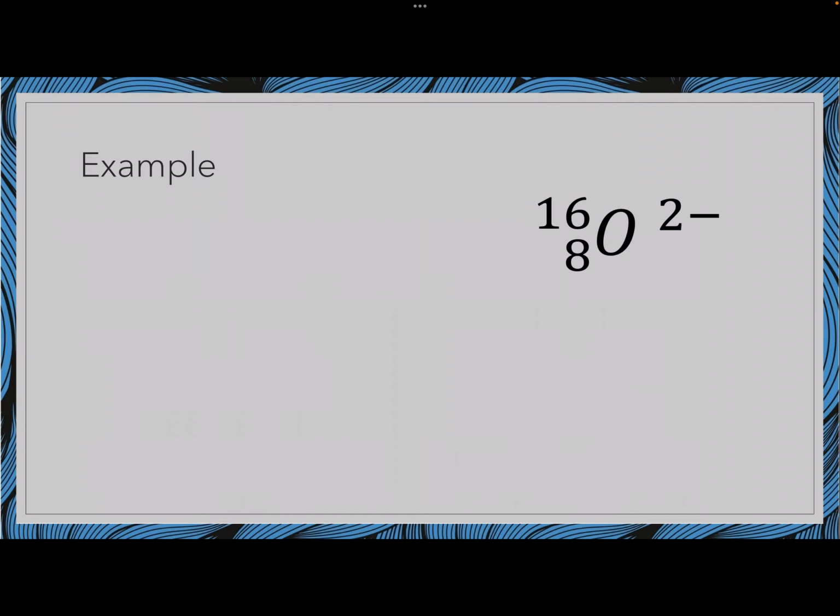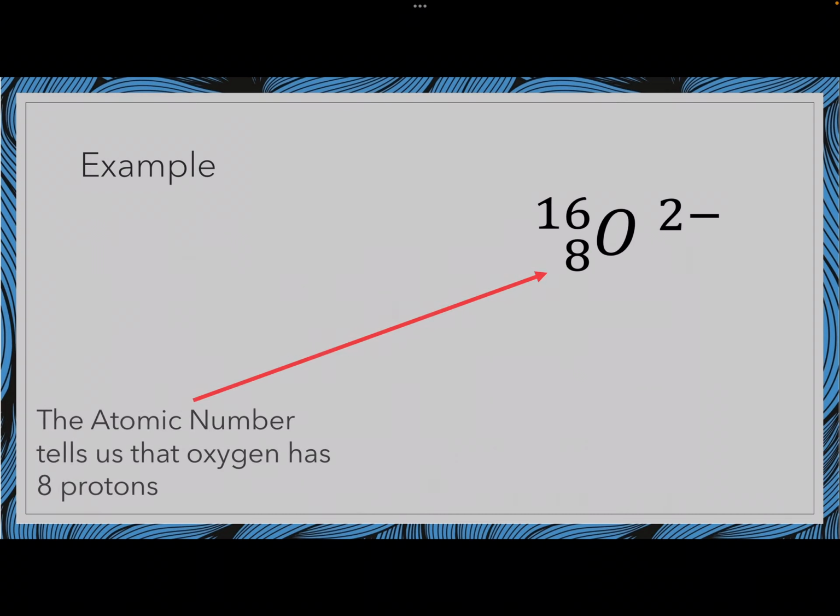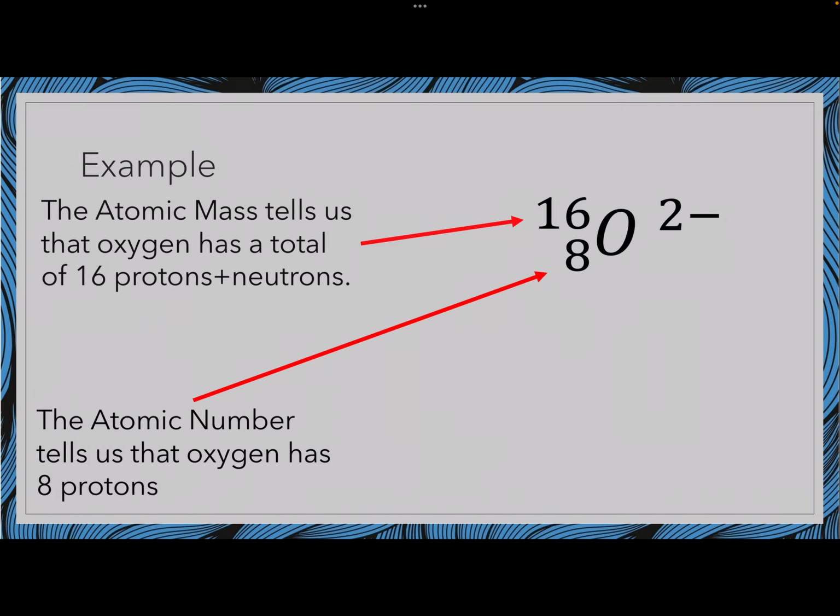So what we can do is use this information to figure out the number of protons, neutrons, and electrons within an ion. So here we've got oxygen. I've got this one already written for you in your book, so you just pay attention for this one. Firstly, the atomic number tells us that oxygen has 8 protons. We then go to the mass number. It tells us that oxygen has a total of 16 protons and neutrons. So we do 16 minus 8, which gives us 8 neutrons. That's what we've been doing so far, so that's pretty easy.